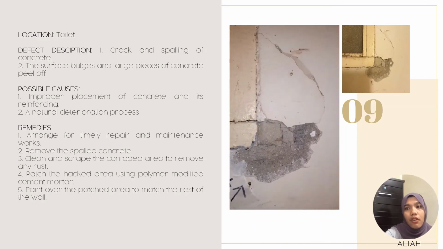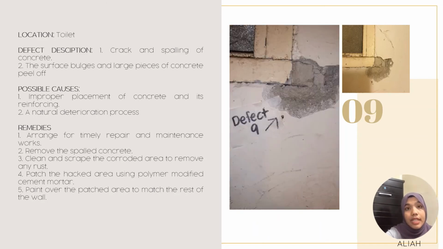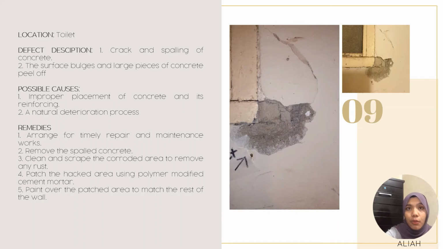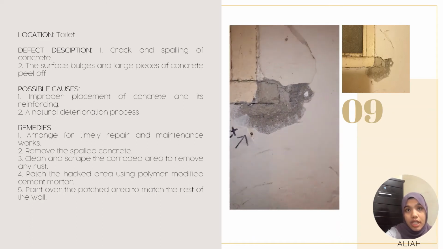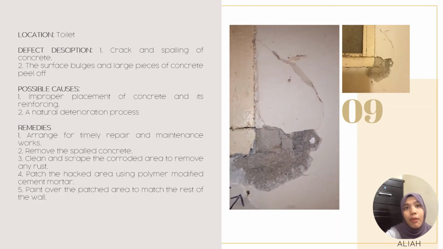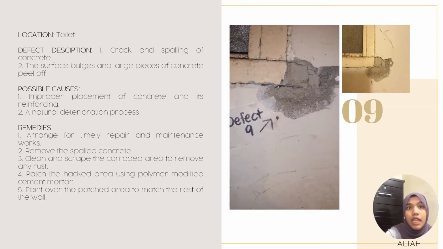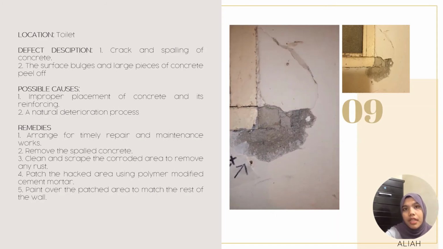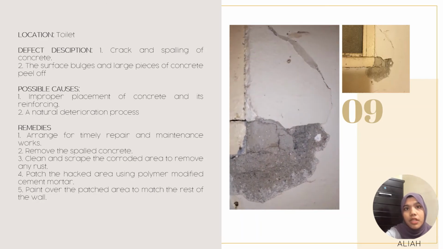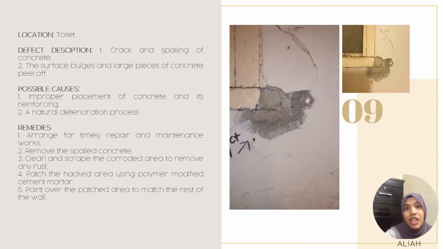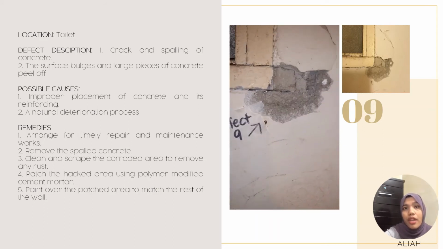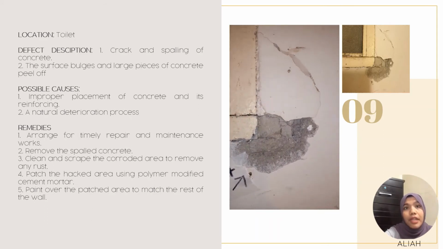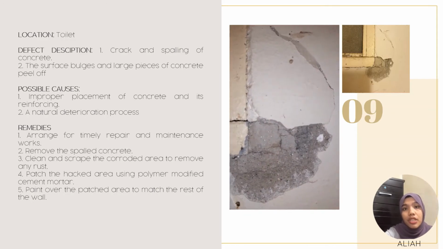The remedies of this defect are, first, arrange for timely repair and maintenance work to upkeep the building in good condition. Or it can also be done by removing the spalled concrete and scrubbing the corroded area to remove any rust. Patch the hacked area using a polymer modified cement mortar to ensure proper adhesion, and paint over the patched area to match the rest of the wall.